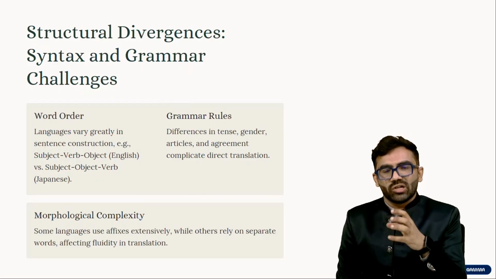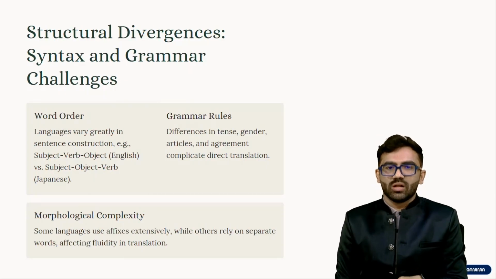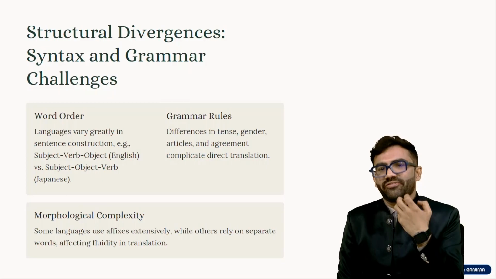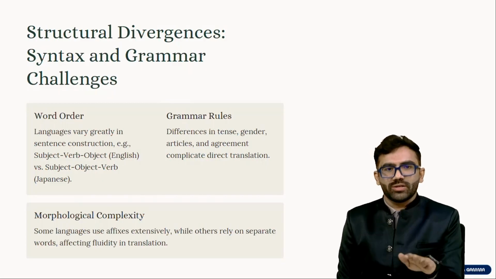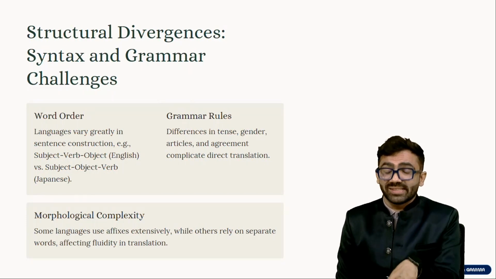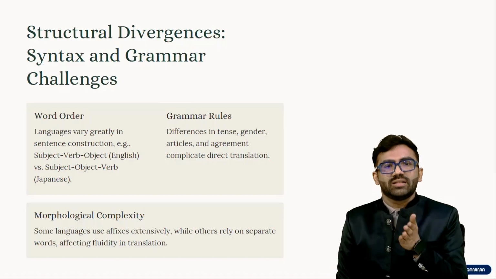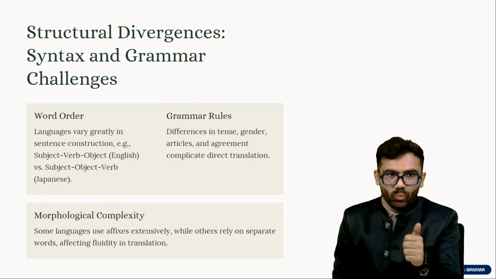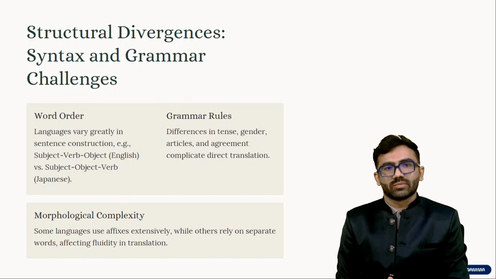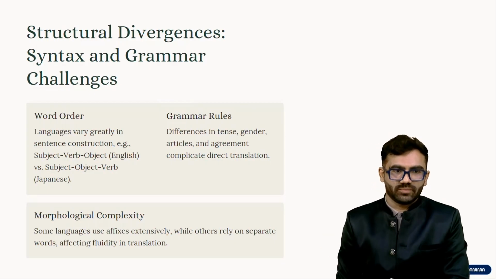For example, Hindi is also a gendered language, which English is not. When we say kursi, the noun carries a feminine gender. In English, there are no genders. So there are differences in tenses, genders, articles and even agreement, complement, direct translation, right? So word order is one of the problems. Grammar rules is the second problem. The third could be morphological complexity.